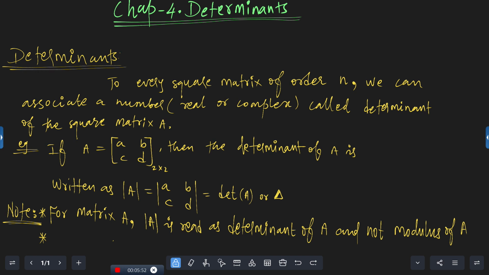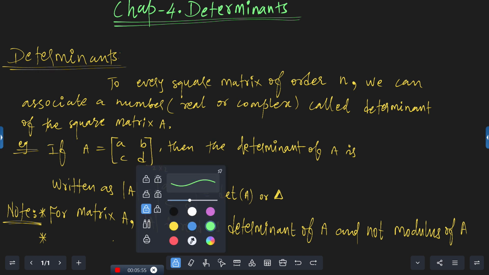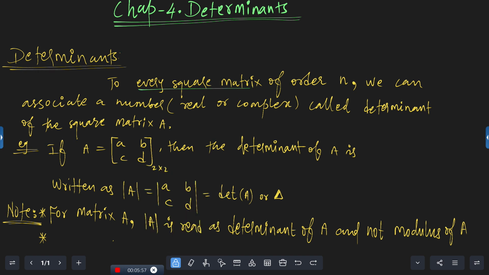Second point. When we started the definition, what did we say? Every square matrix. So determinant is applicable only for square matrices, meaning rows and columns must be equal. So second point: only square matrices have a determinant.